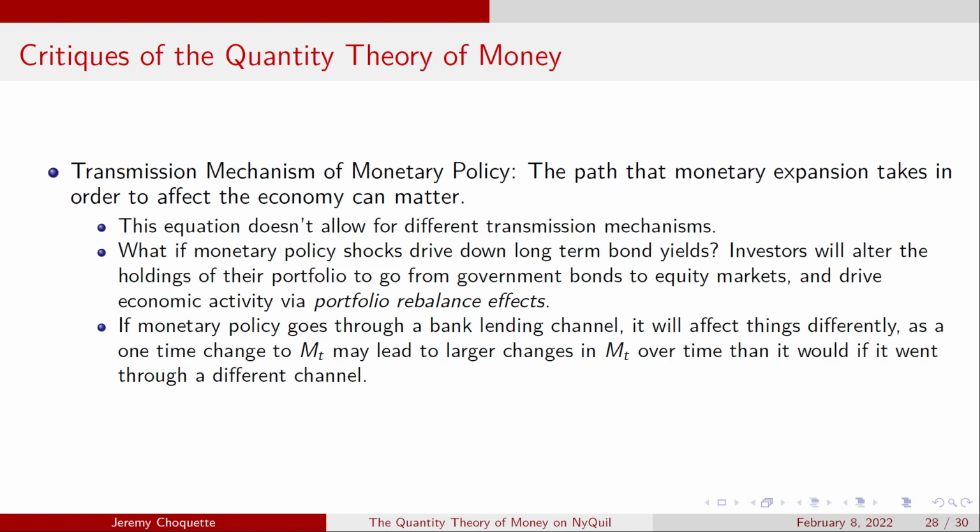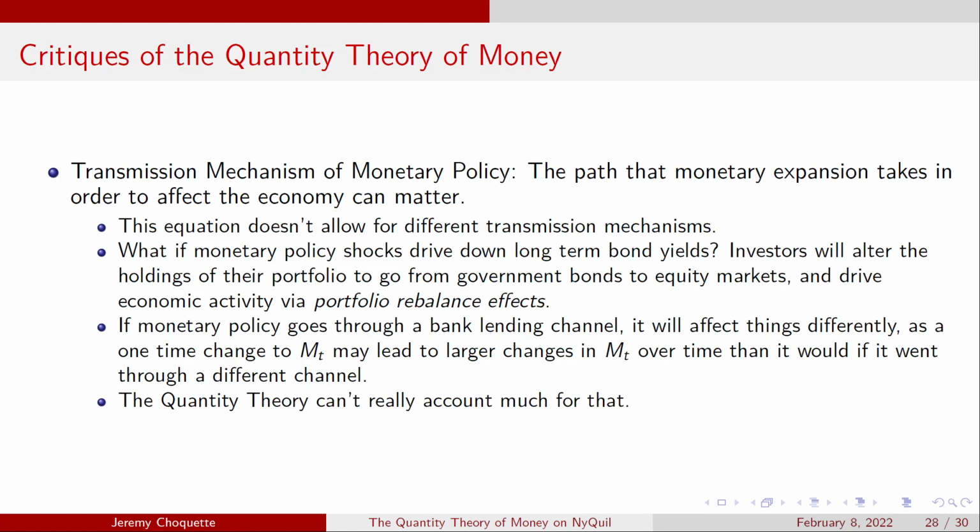So a change, say a one-time change to the money supply, can lead to larger changes in the money supply over time than it would if it went through a different channel. And it can lead to larger changes either in output or inflation if it goes through different channels. So the transmission mechanism really matters here. And the quantity theory of money doesn't allow for a transmission mechanism to really take place. It can't. Why can't it?